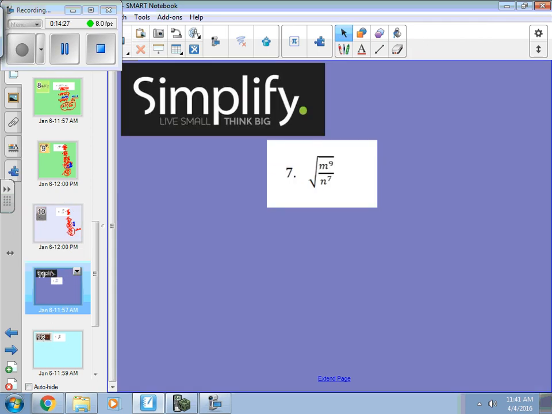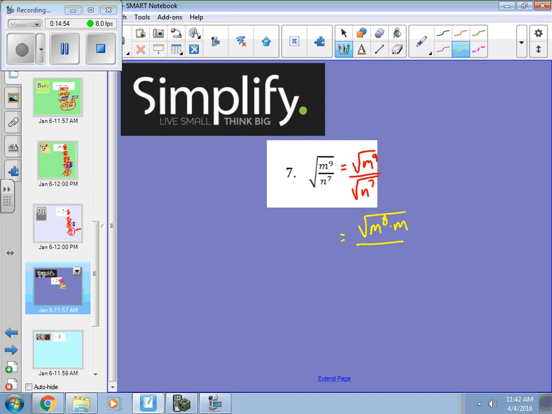All right, number 7. Again, it's a fraction one, so we want to say it's square root of the stuff on top over square root of the stuff on bottom. Now we want to split into stuff that will simplify and stuff that won't simplify. So on top, again, when it's square, we want an even number there, so let's split it up as m to the 8th and another m, that's 9. On bottom, let's do n to the 6 times another n.